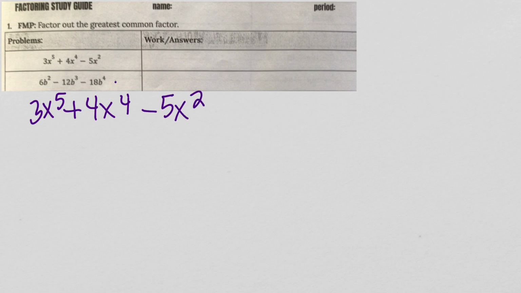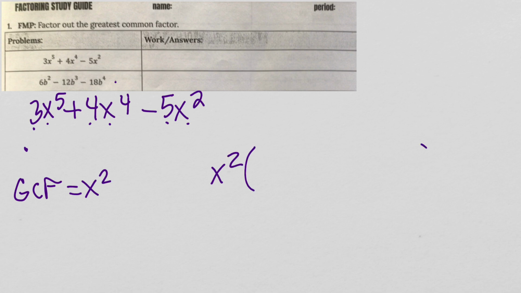First, we want to look at each of these numbers, 3, 4, and 5. There's not a common factor to pull out. So then I go to my variables. I have x to the 5th here, x to the 4th here, x squared here. And we had said that the GCF for variables is the one with the smallest exponent. So my GCF for this problem is only x squared. So I'm going to set it up where I have my x squared in front of the parentheses.